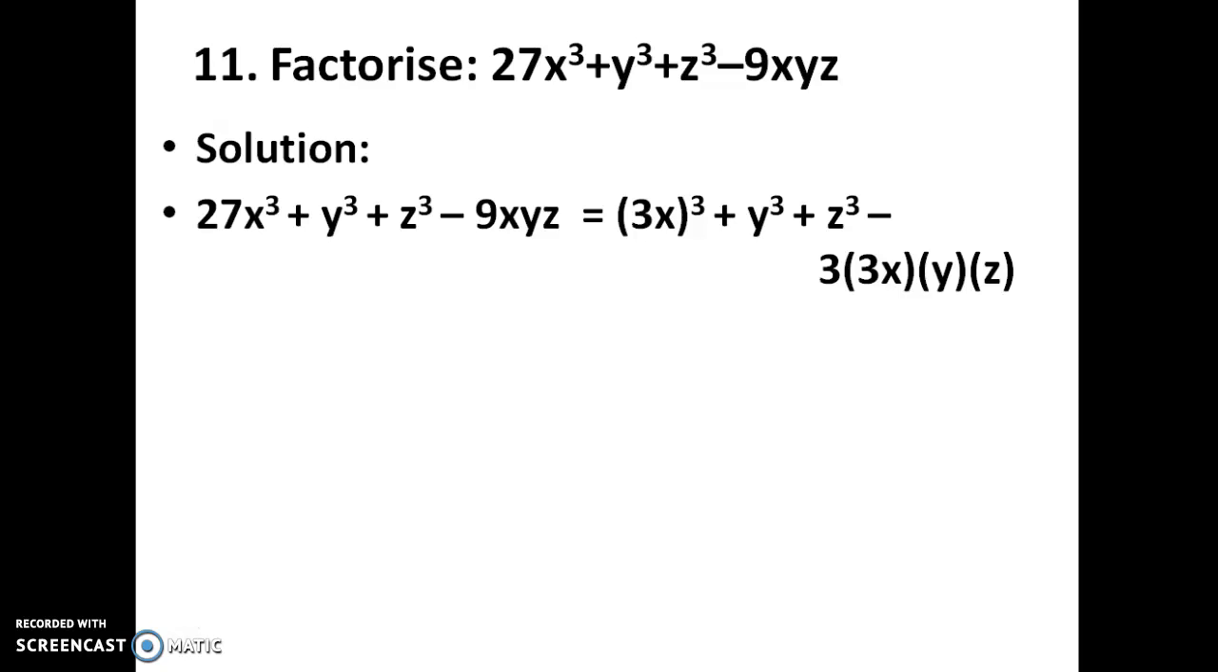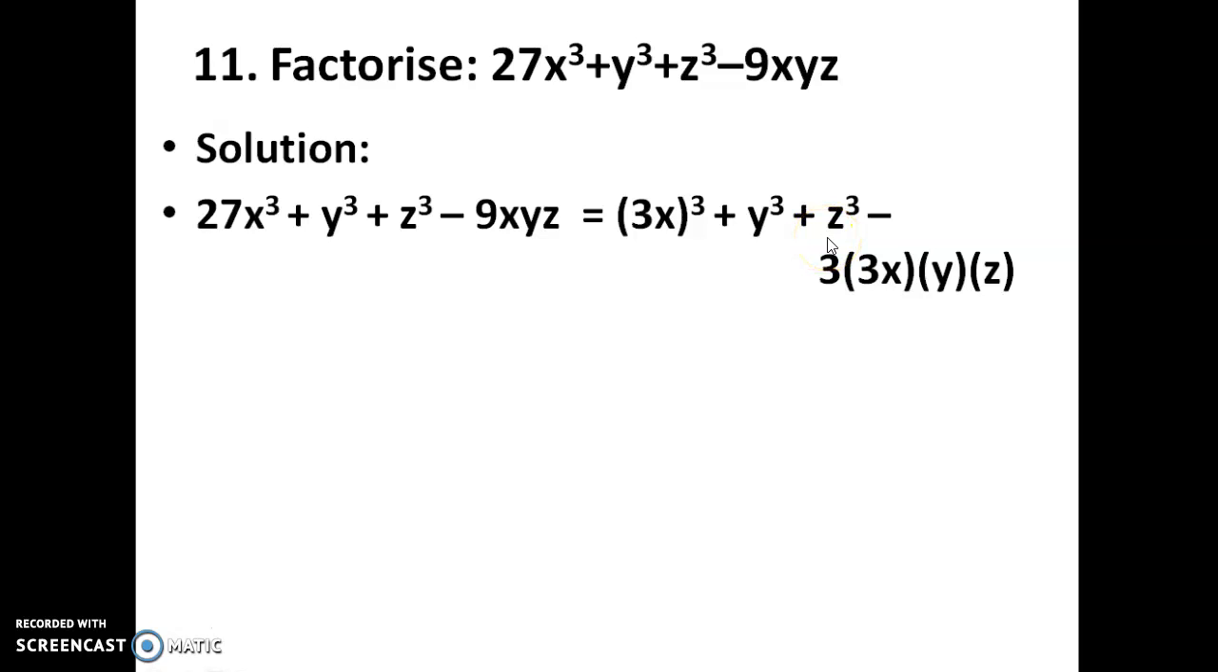For the first step, I'm going to take the cube root of this in order to find the x. So 27, what is the cube root of 27? It is 3. When you do 3 into 3 into 3 we get 27, so that is the x value, that is 3x. Here x cube is there, so when you take the cube root only x will be there. So 3x is the value of x, y is as such y, and z is as such z.